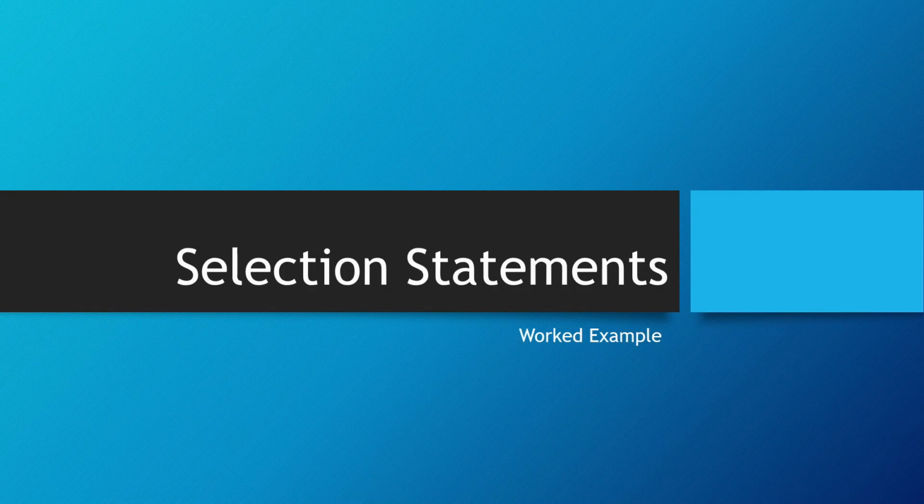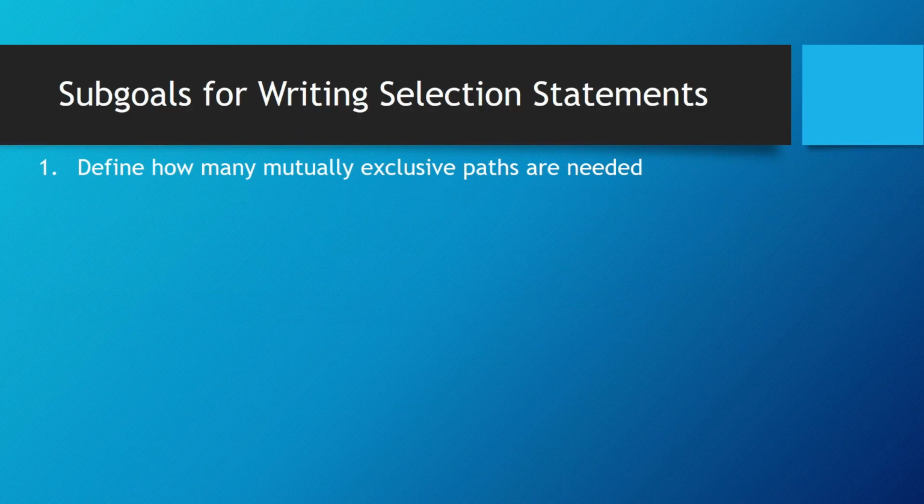In this video, we will continue with 2 more worked examples on writing selection statements. The subgoals are dependent upon whether you are writing an if statement or a switch statement. The first subgoal is the same for both statement types. First, we define how many mutually exclusive paths are needed. Then, the paths and the type of variable will determine if you use an if statement or a switch statement.